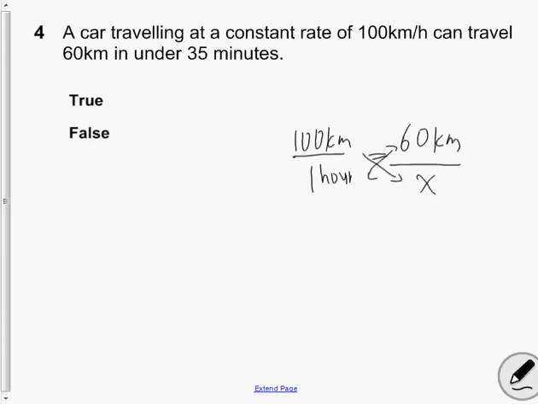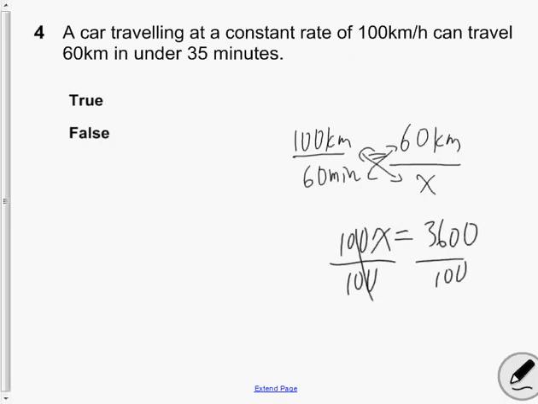The algebraic method is probably the easiest way to work it here. If I multiply across my variable side, I get 100x. If I multiply the other way, I get 60. Actually, I'm going to change that 1 hour to 60 minutes to start, because I know my answer is going to be in minutes and I don't want decimals. So I'm going to get 100x here, and it's still an hour if it's 60 minutes. I'm going to get 3,600. And when I divide both sides by 100, I can just knock off those zeros. I get x equals 36.